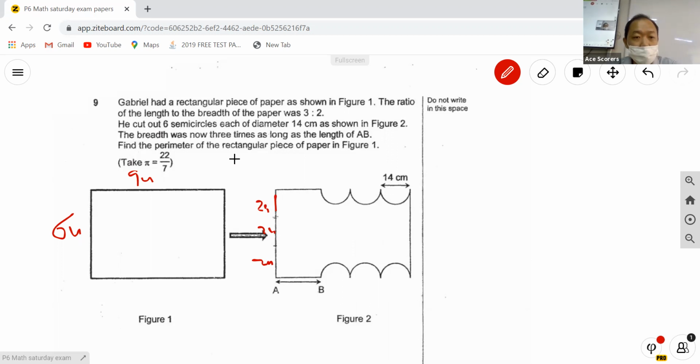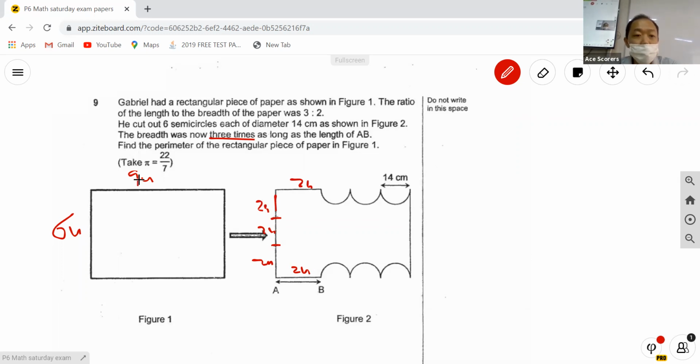The breadth is now 3 times. Oh, so this is 2. This 2 as well. How do you know that that is 2 units? 2, 2, 2. As in this was drawn. But they say that the breadth is now 3 times. So this is 3 times of this. Got it? This is 3 times. So if this is 3 times, here 2, 2, 2, there must be 2. And here is 2 as well.